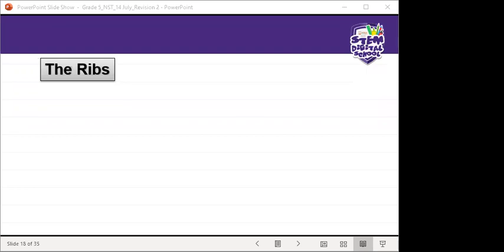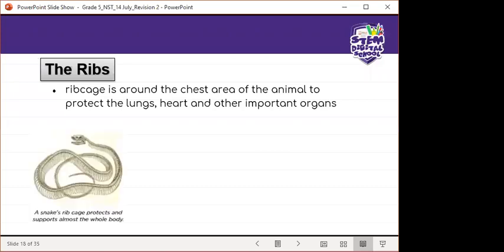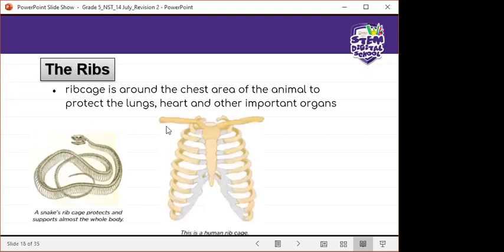Thank you very much, Lily 2, for the answer. So the rib cage is around the chest area of the animal to protect the lungs, heart, and other important organs. And here we have an example of the rib cage of a snake, which runs throughout the whole body. It says a snake's rib cage protects and supports almost the whole body. And here we have a rib cage of a human being, which protects the lungs, the heart, and other important organs.